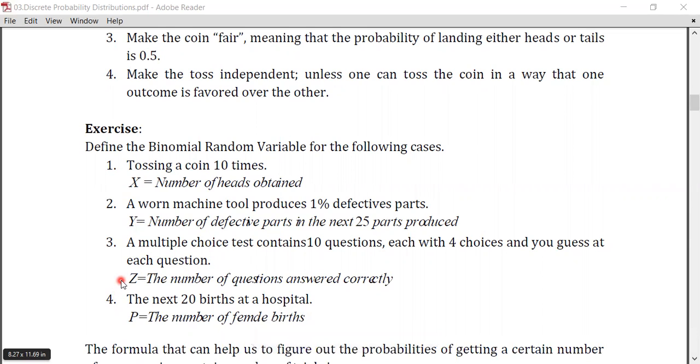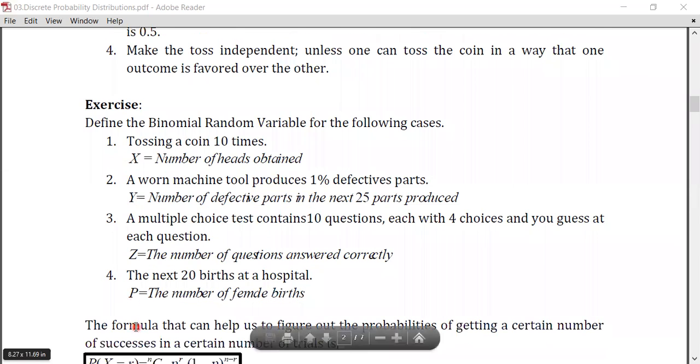Then this binomial random variable will be the number of questions answered correctly. And for the last one, it is the next 20 births at a hospital. Here also you have to define what should be your success event, whether it is a male birth or a female birth. If we are considering female birth as a success, then the binomial random variable will be the number of female births.